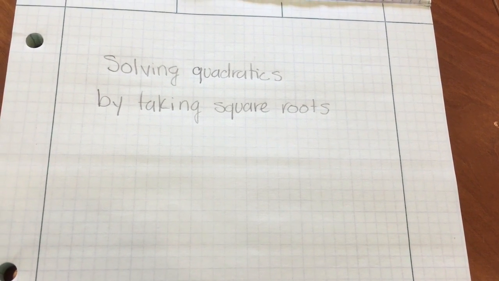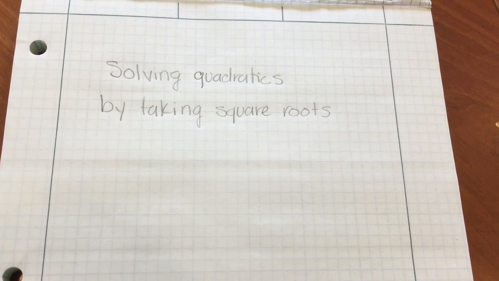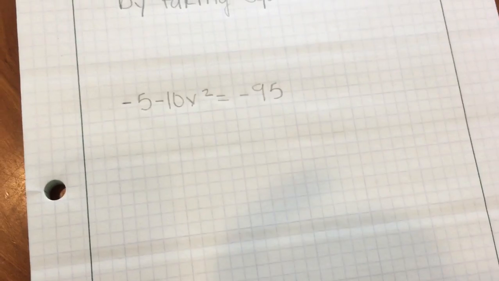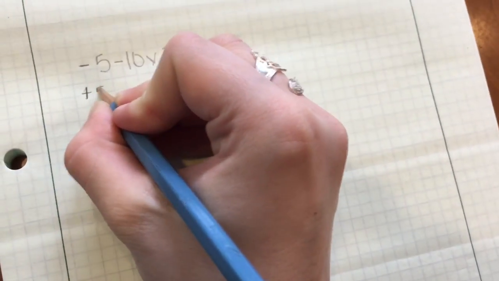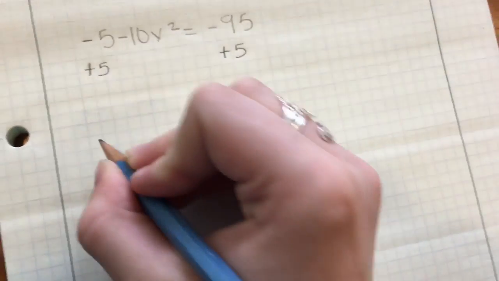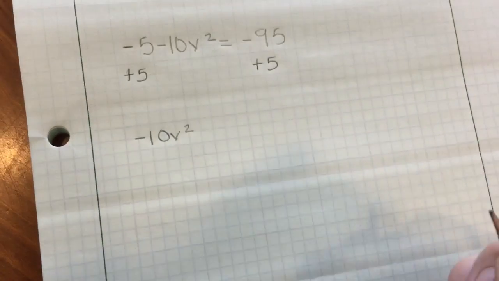Okay, so we're going to start solving quadratics by taking the square root. So the equation I picked was negative 5 minus 10v squared equals negative 95. So we add 5 on each side, leaving negative 10v squared equals 90.